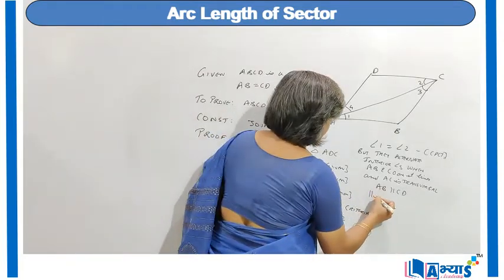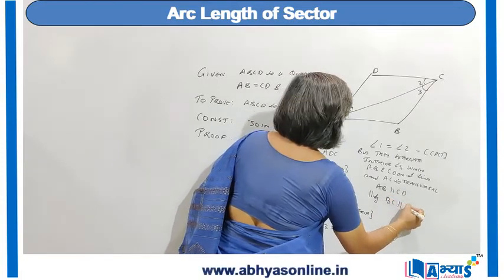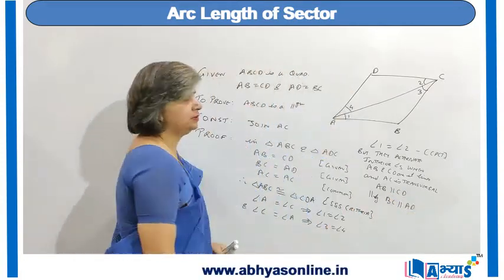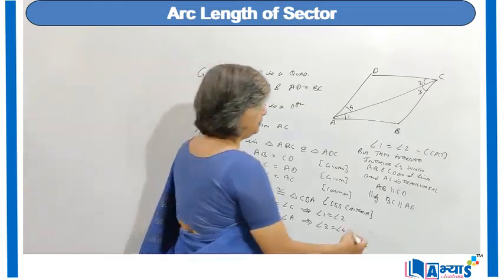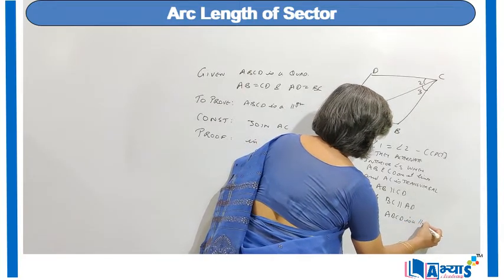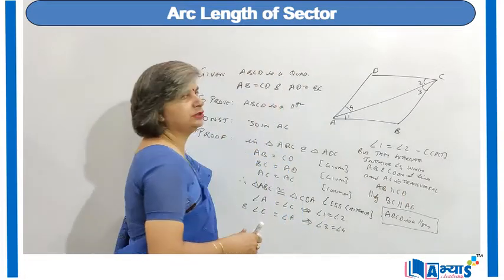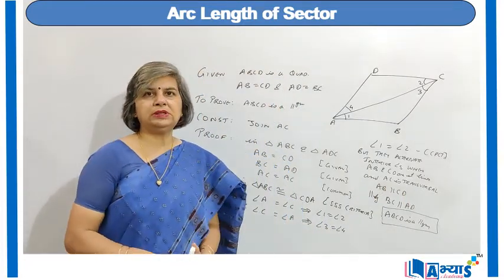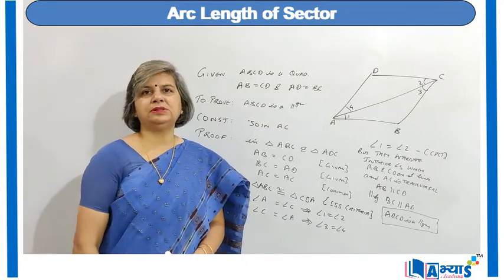Similarly, we can prove that BC is parallel to AD. That means as both the opposite sides are parallel to each other, we can say that ABCD is a parallelogram, because AB is parallel to CD and AD is parallel to BC.